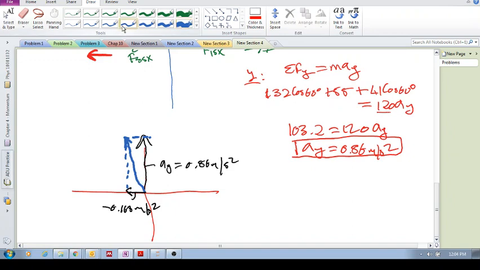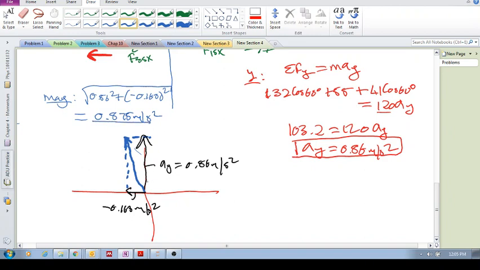So we need now two things. We need a magnitude, and we need a direction. What is the magnitude? Well, it's simple. It's 0.86 squared plus minus 0.163 squared, square root. And the textbook tells me that value is 0.875 meters per second squared. So the resultant acceleration is 0.875 meters per second squared.